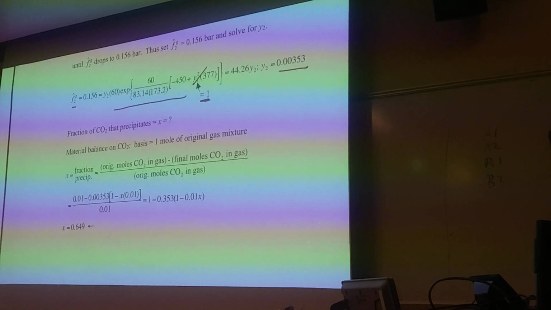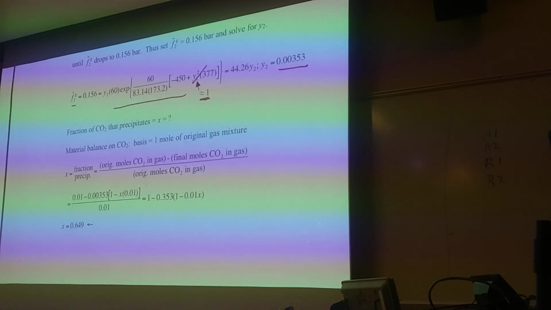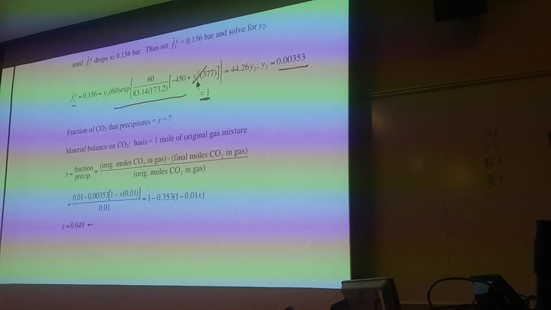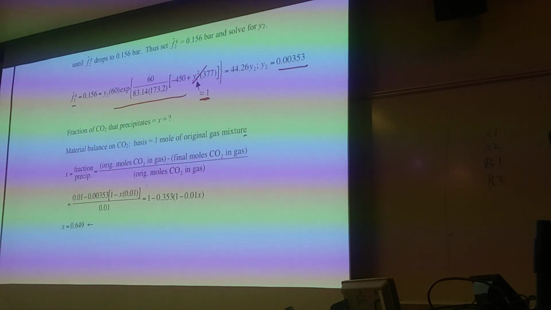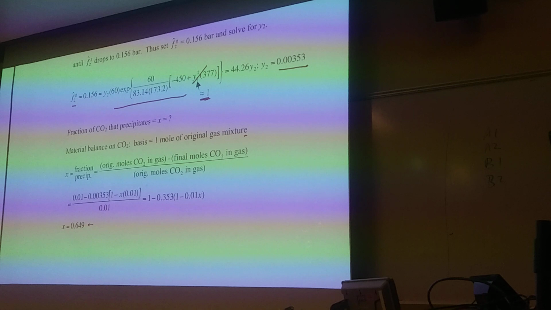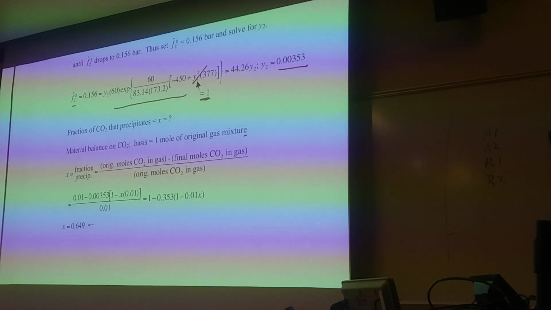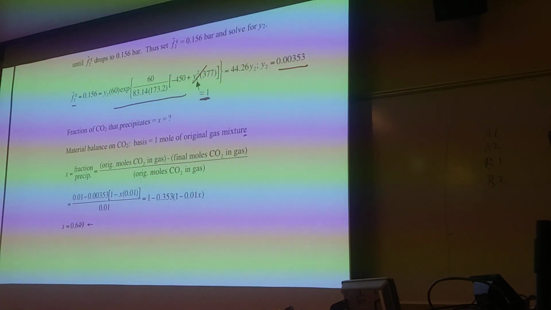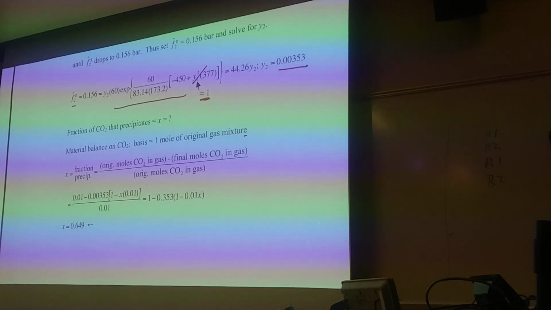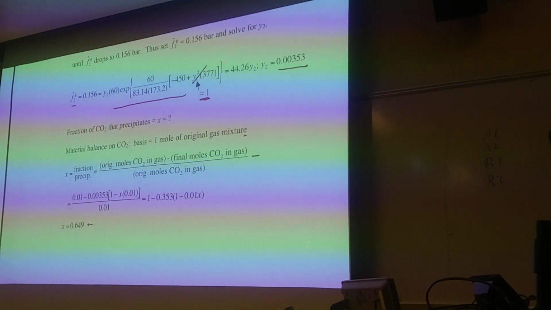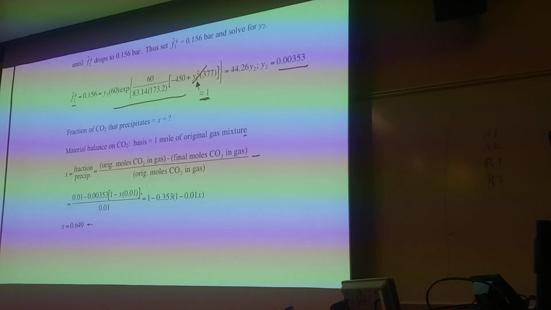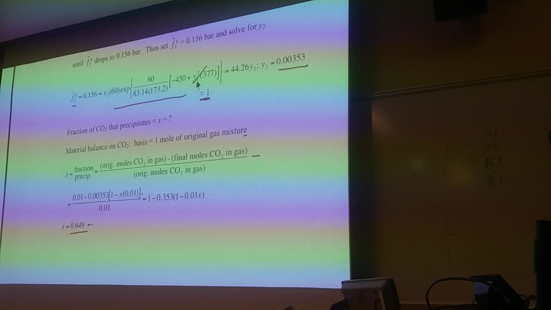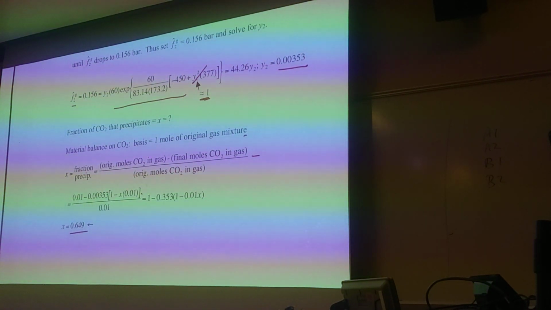And now it asks how much precipitated, so this is another 310 problem, just a material balance. So I take a basis of 1 mole of the original gas mixture and let X be the fraction precipitated, so this is going to be written out as the original moles of CO2 in the gas minus the final moles of CO2 in the gas divided by the original moles of CO2 in the gas. When I formulate that ratio in terms of X that I've defined, I end up with about 65% precipitating. Any question about this?